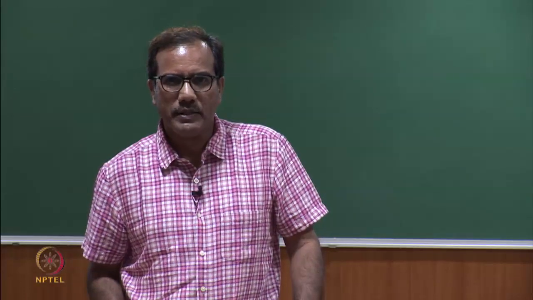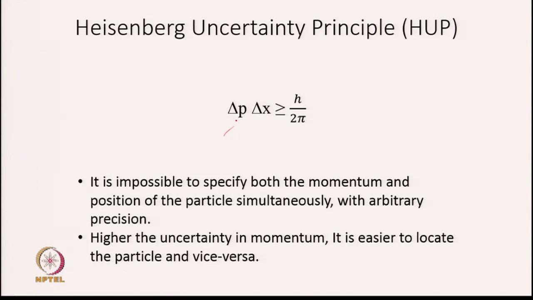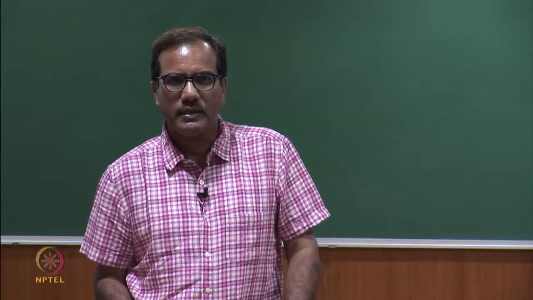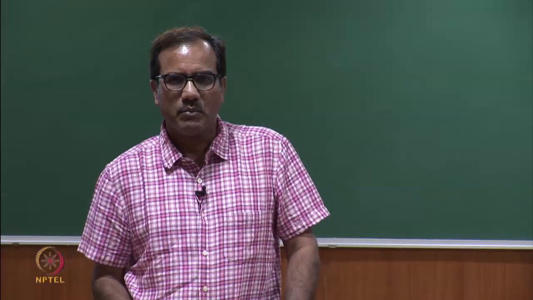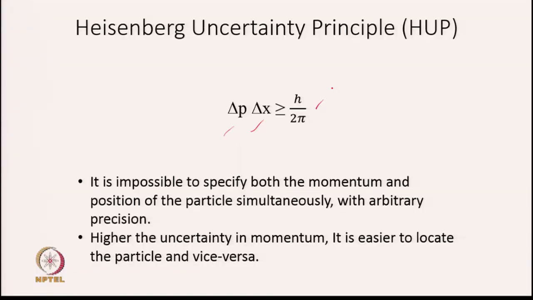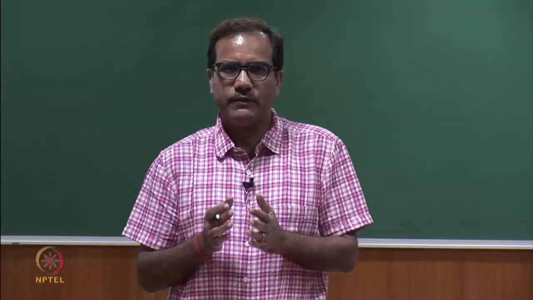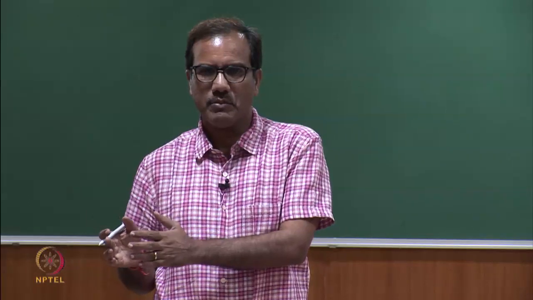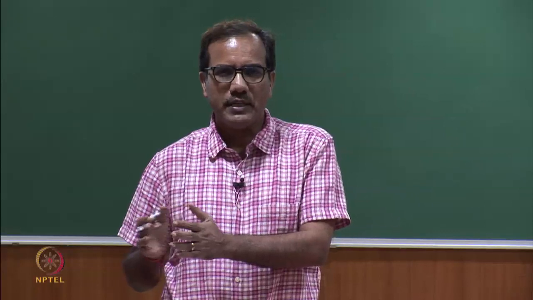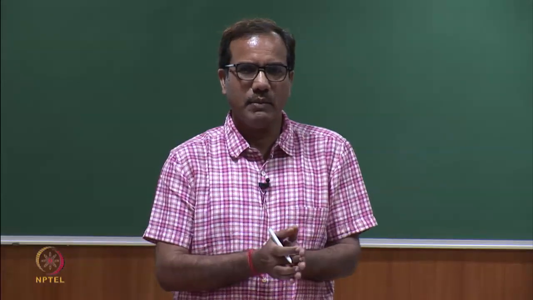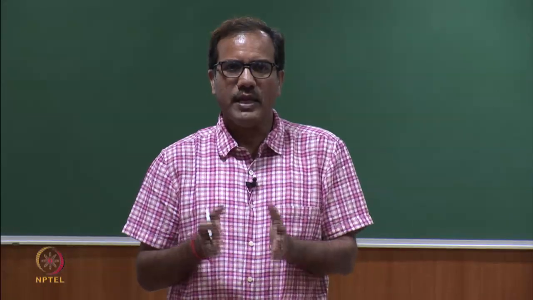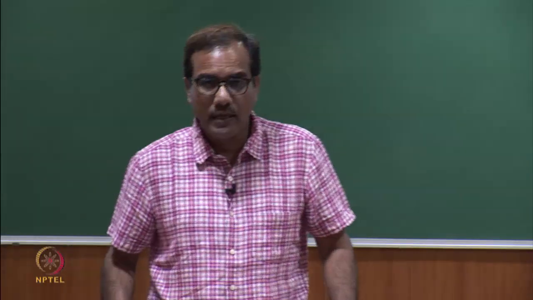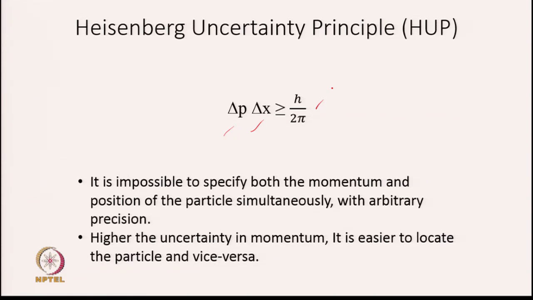The Heisenberg uncertainty principle tells you that delta p, which is the spread in p, multiplied by delta x, which is the spread in position, is greater than or equal to h by 2 pi. What that means is that it is impossible to specify both the momentum and position of a particle simultaneously with arbitrary precision. If the spread in momentum is high, then you can tell the position of the particle. If there is a spread in position, then you can tell the momentum, but both p and x cannot be specified simultaneously. So, the higher the uncertainty in momentum, the easier it is to locate the particle, and vice versa.